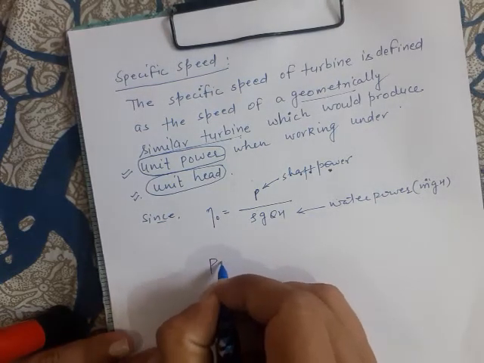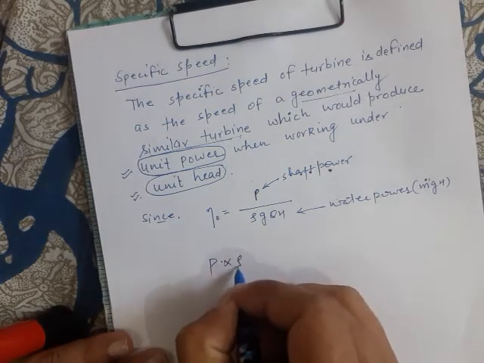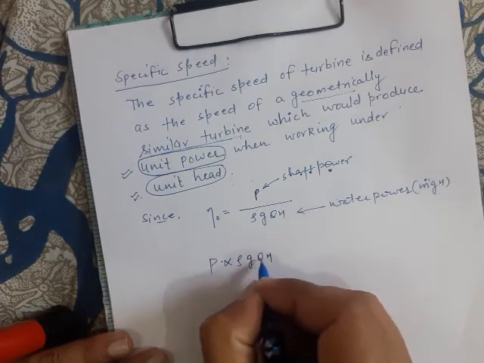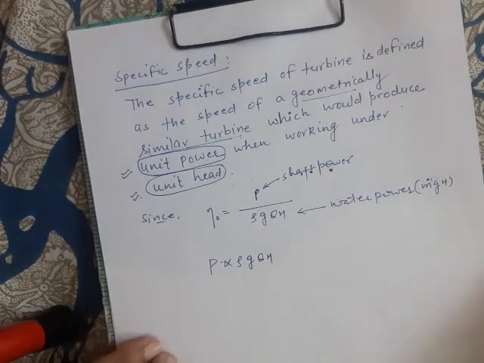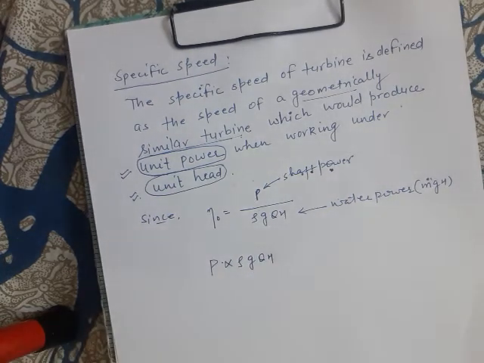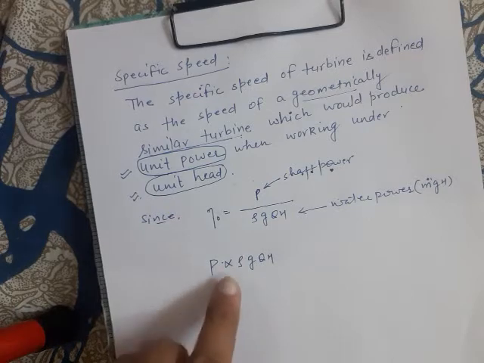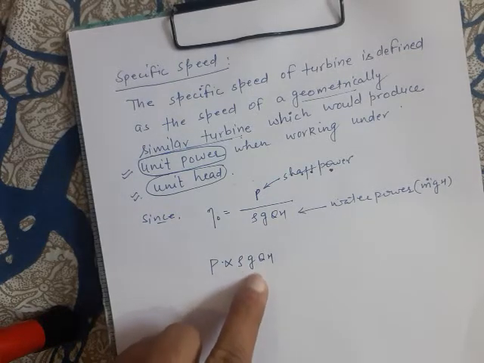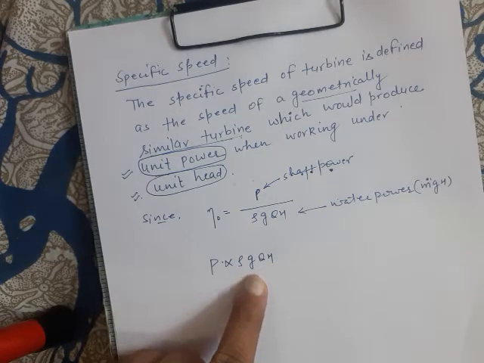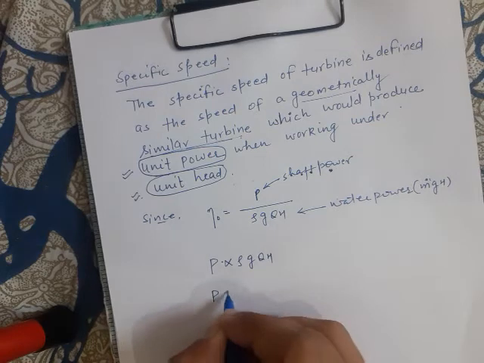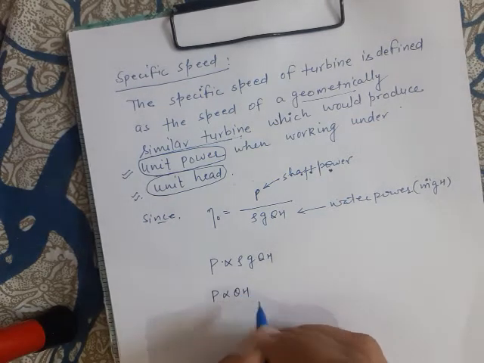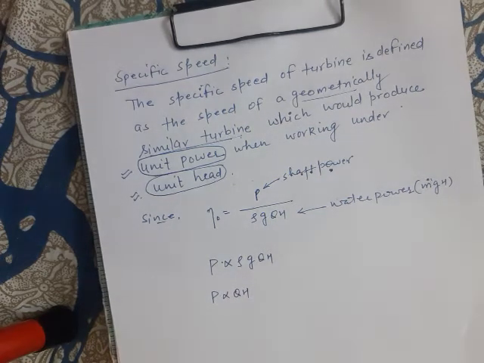Now power can be written as directly proportional to rho g Q H. Since hydraulic machines deal with incompressible fluids like water, rho is a constant, and the acceleration due to gravity usually does not change. So taking the acceleration due to gravity as constant, we have P is directly proportional to discharge multiplied by head.